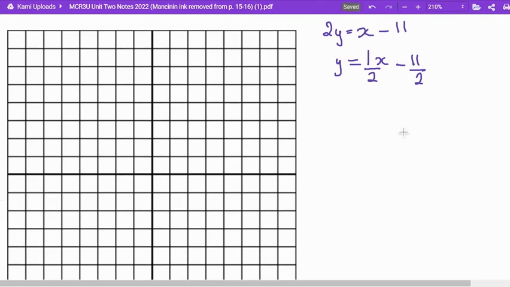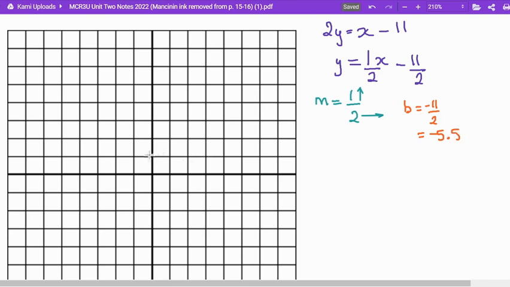So what do we know about this equation? Okay, well, slope is 1 over 2. That means rise, 1 up, run, 2 across. So for every step up, we take 2 across. Then we know that the y-intercept is negative 11 over 2. And in this case, because we have to plot it on a graph, it is helpful and it is okay to convert this into a decimal, negative 5.5, so that we know where to graph it.